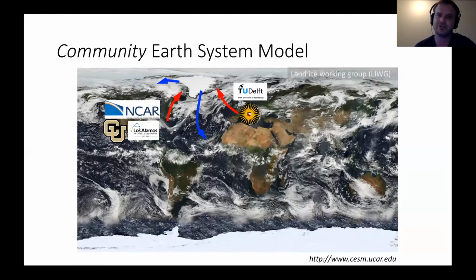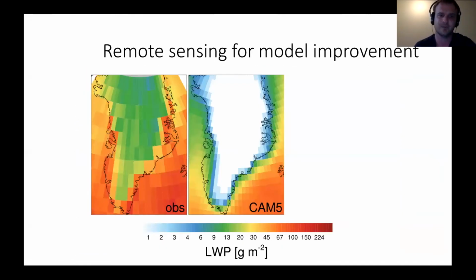And this Community Earth System Model is organized in different working groups. And one of these is the Land Ice Working Group, where we try, in collaboration with NCAR and different US institutions, as well as European institutions, to improve the representation of the Greenland ice sheet in the Community Earth System Model, as well as couple it to the rest of the climate system. And again, I want to stress that observations are so important, not only for evaluation of these kinds of models, but also to improve them.